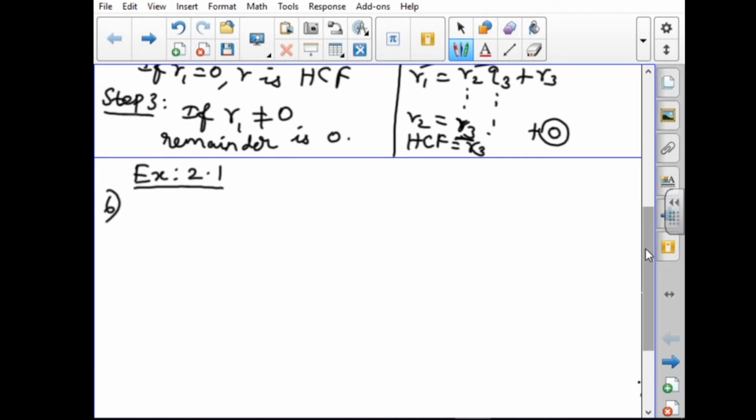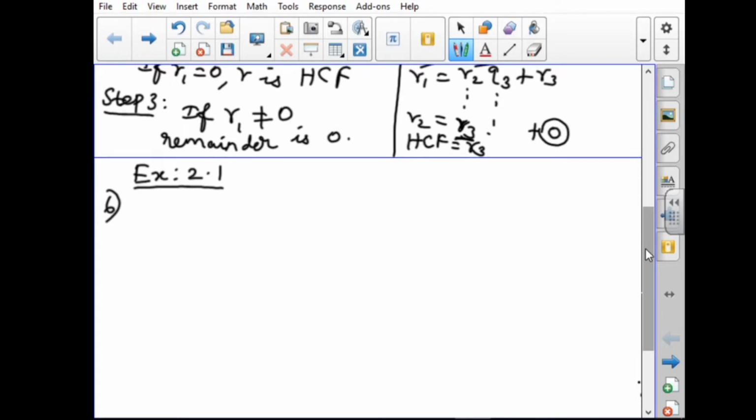See the sixth one: use Euclid's division algorithm to find the highest common factor of 340 and 412. Like that, they have given 4 sums here. Highest common factor means HCF. Another name for highest common factor is GCD. So first we are going to see the first one. They asked us to use Euclid's division algorithm. This is a very easy way to find the HCF.